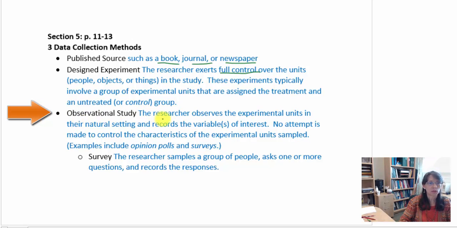In an observational study, the researcher observes the experimental units in their natural setting and records variables of interest. Here it's important to note there is no attempt made to control the characteristics of the experimental units sampled. So the researcher is not going to have groups formed or any control over those groups. Some common examples of observational studies include an opinion poll or a survey of some type. With a survey, the researcher samples a group of people, asks one or more questions, and then records the responses.